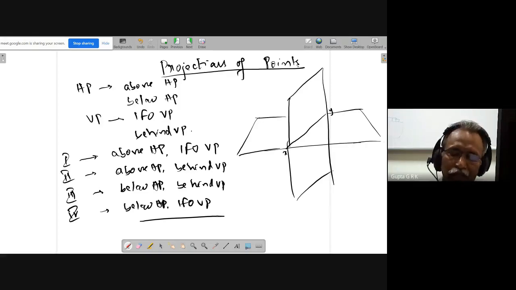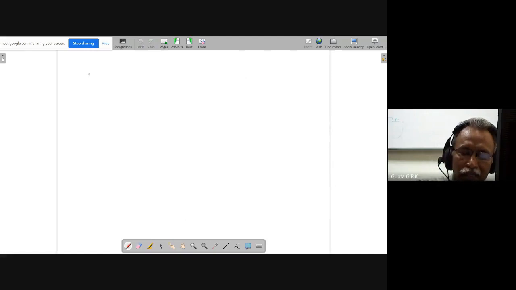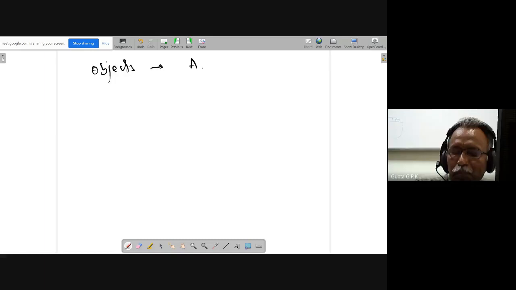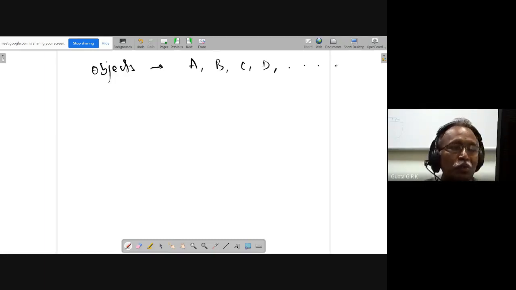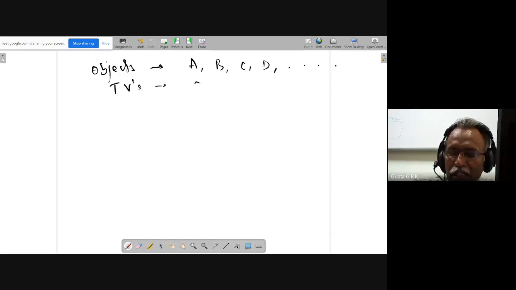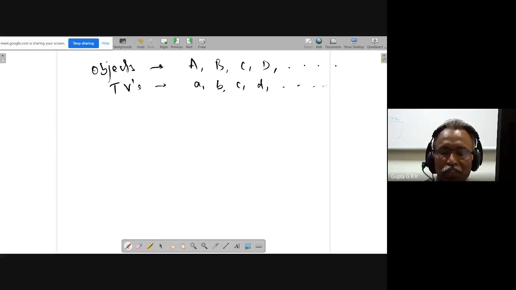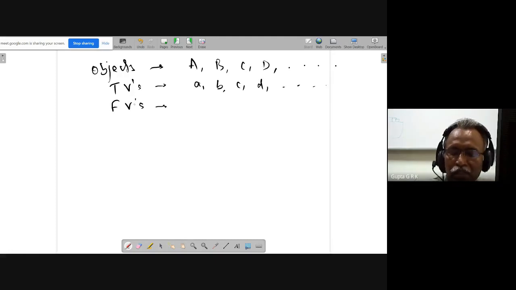Now the objects are points, right? So these points are capital letters A, B, C, D, etc. And I have to represent the top views and front views. They are also points, right? So top views are represented by respective small letters. So top view of capital A is small a. Top view of capital B is small b, like that. If I want to represent front views, I put A dash, B dash, C dash, D dash, like that.